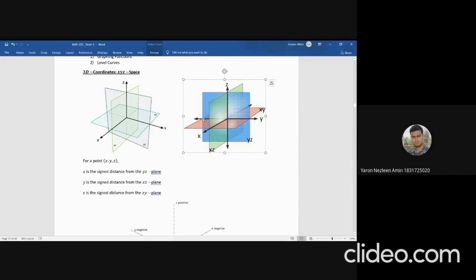Y negative, X positive. If I'm in this room, if I'm in this octant, can you give me the sign of X, Y, Z? X positive, Y negative, Z negative. Do you understand this phenomenon?